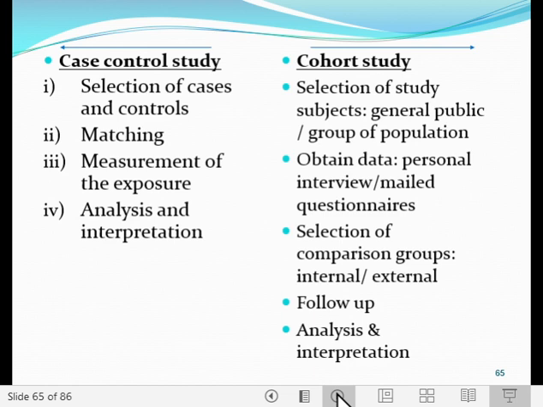So, this is just a summary of how to remember all the steps of case control study and cohort study. In case control study, first you selected the cases and controls, you matched them, then you measured the exposure and did the analysis and interpretation. Similarly, in cohort study, you selected the study subjects, you obtained the data by personal interview and by mail questionnaires, you selected the comparison groups internally or from the external population, then did a follow-up and then did the analysis and interpretation.